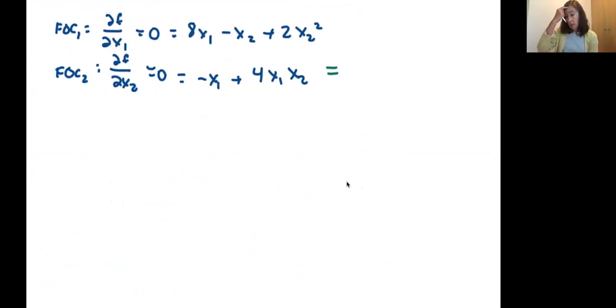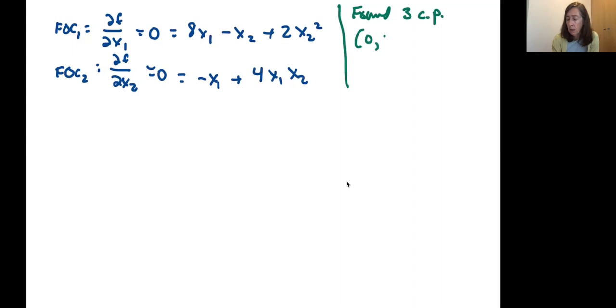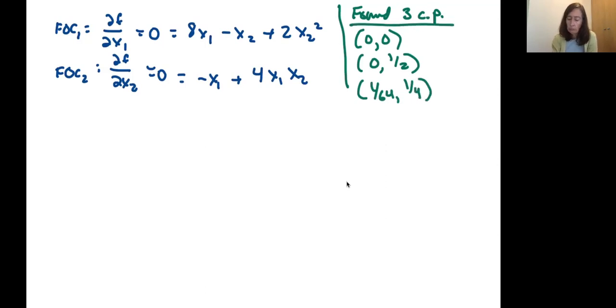All right. The other thing I want to remind myself while it's still fresh is we found 3 critical points. We found that when x1 equals 1 and x2 equals 0, the first order conditions are satisfied, both of them. Also when x1 equals 0 and x2 equals 1/2, and when x1 equals 1/64 and x2 equals 1/4. Okay, so that was my working out the little details.